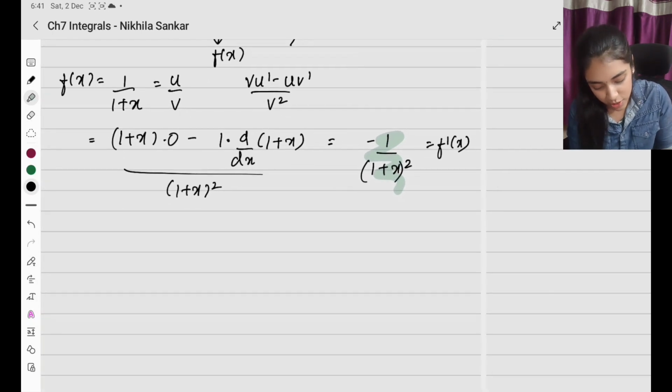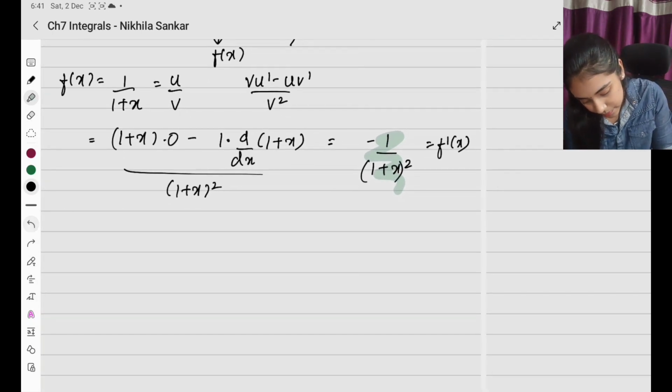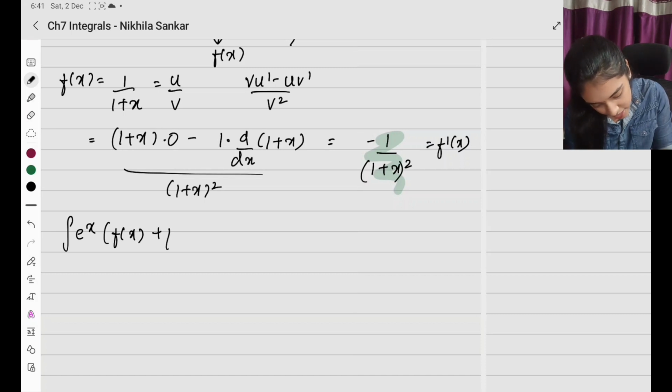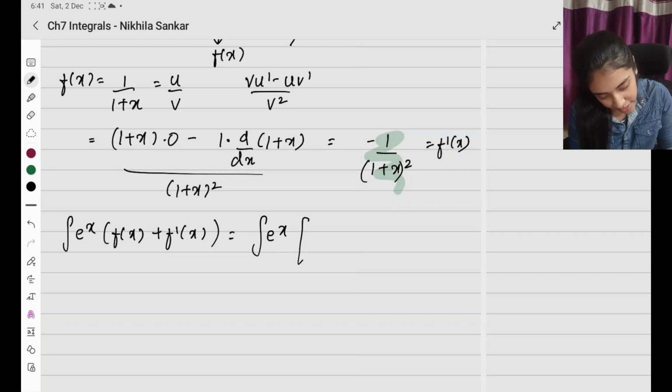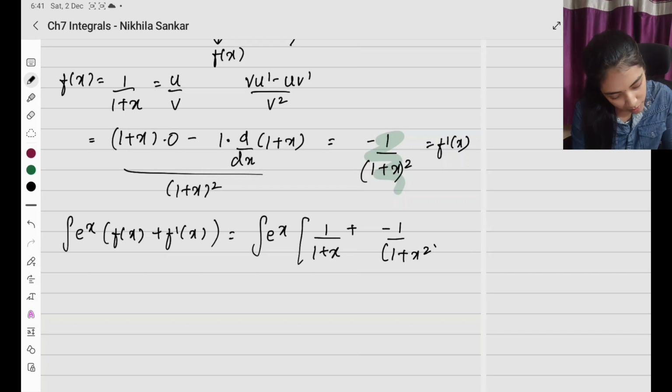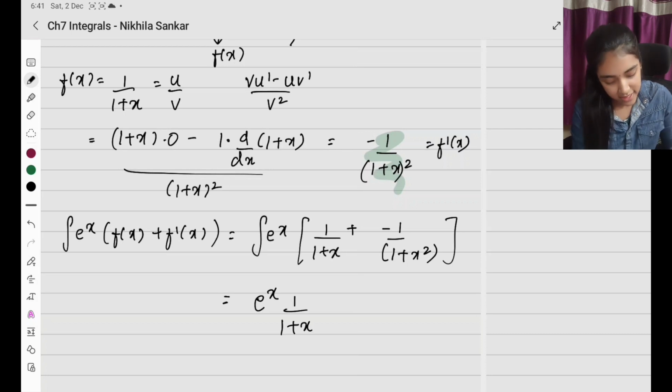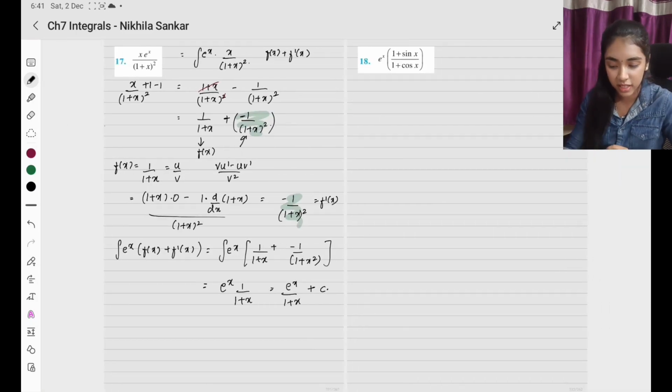So my question is of the form integral e to the x times f of x plus f dash of x, which is integral e to the x times, f of x being 1 by 1 plus x plus f dash of x being minus 1 divided by 1 plus x square. So my answer is going to be e to the x times f of x, which is 1 divided by 1 plus x. So this is nothing but e to the x by 1 plus x plus c. Okay, so this is my final answer. Please copy.